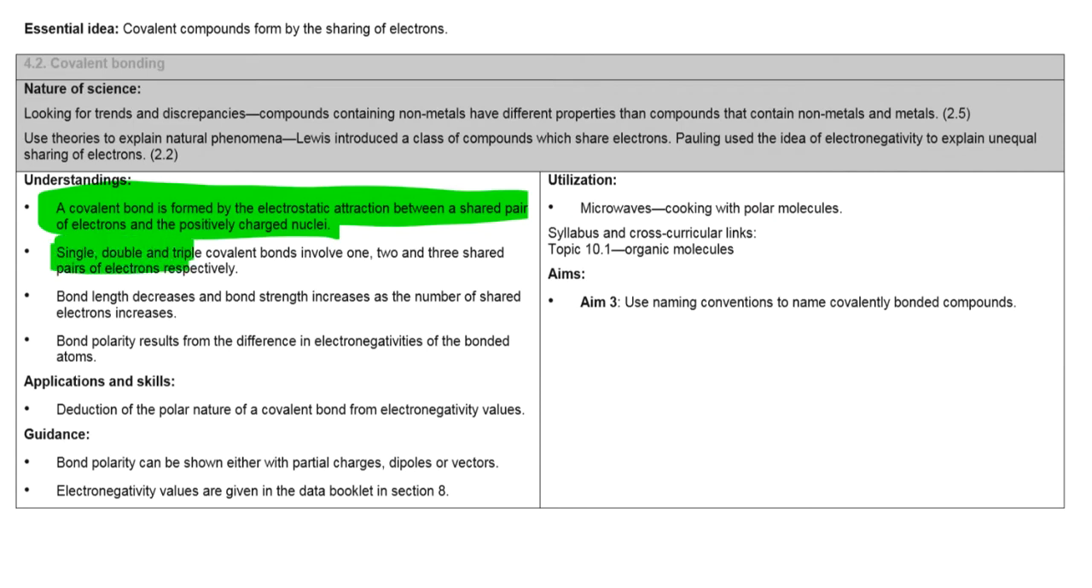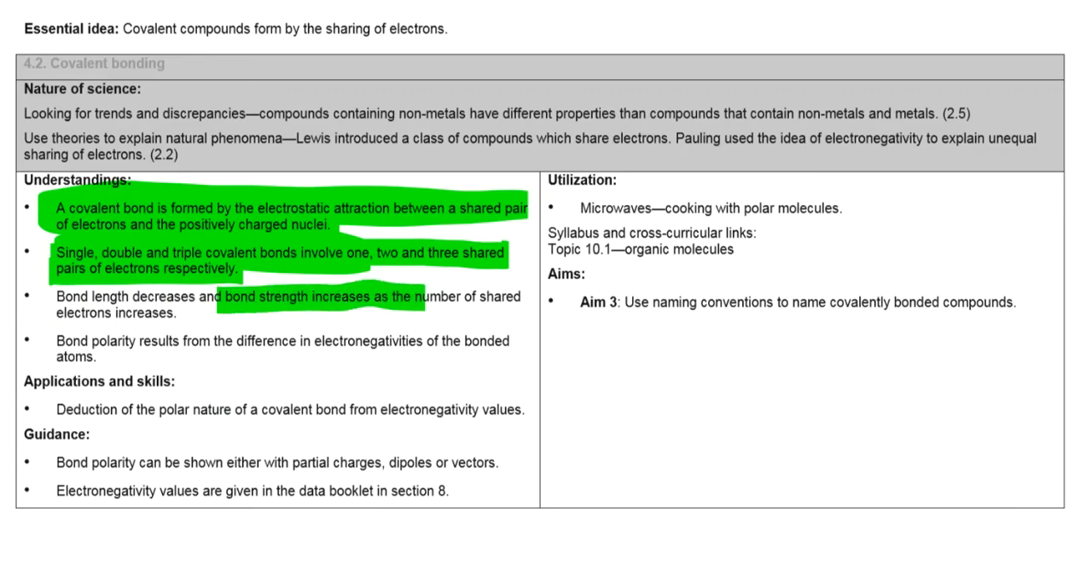Single, double, and triple covalent bonds involve 1, 2, and 3 pairs of electrons respectively. So recall that since it's a pair of electrons, each one counts as 2. So a triple bond actually has 6 electrons between them. And if we have more electrons, the strength of the bond increases.